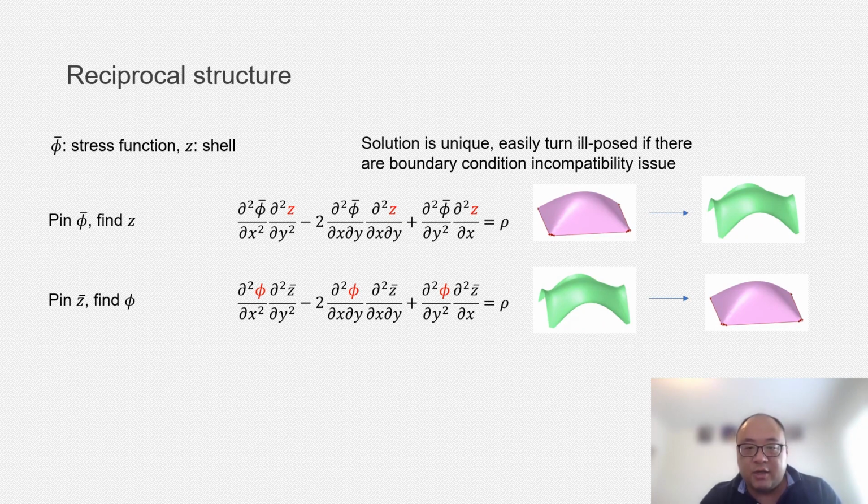We see a reciprocal structure in the equilibrium equation. Therefore, if you pin the stress function and find the shell, you can perform shell form finding. Conversely, if you pin a shell and find the stress function, you can perform stress function form finding. These are both second-order partial differential equations with constant coefficients, which means there is a high chance of there being no solution if they are negative Gaussian curvature zones.